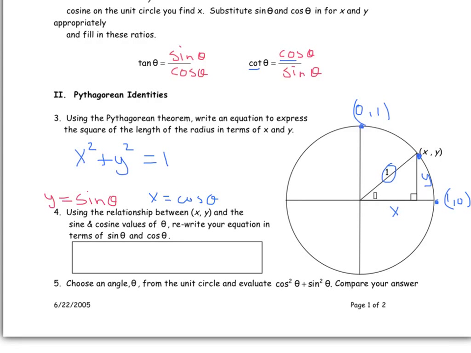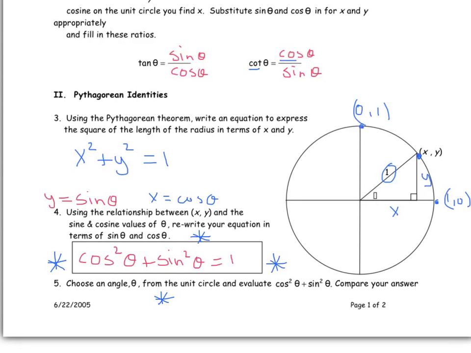So, if that is true, then x squared is simply going to be cosine squared of theta plus y squared, which is simply sine squared of theta, equals 1. That, my friends, is extremely important. Extremely important. I'm going to put stars all around that. If you don't remember anything, I want you to remember that. Okay? Cosine squared plus sine squared equals 1.